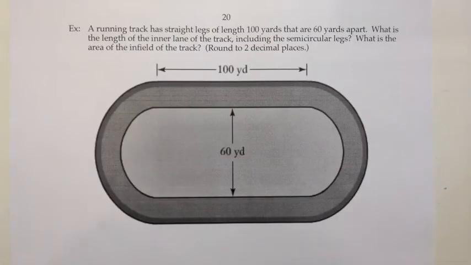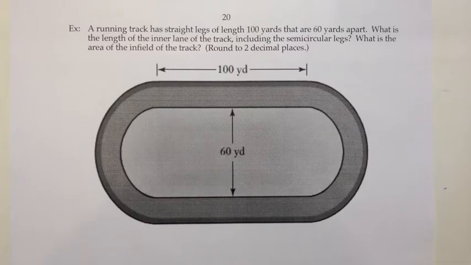Alright, continuing on with section 4.6, let's look at another example. This is another geometric one, but this time it's not a shape that looks totally familiar. It looks familiar in the sense that it looks like a track, but it's not a circle, it's not a rectangle. It's a combination of those two things. So let's read through it.